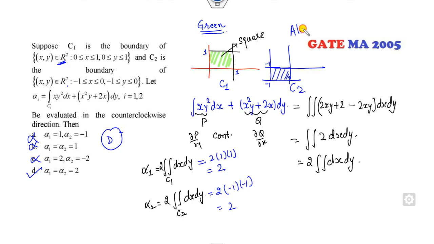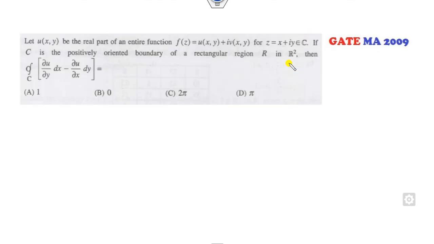Always draw this diagram firstly. Because you have just started the course, that's why you should always draw the diagram. Once you get more practice, then there is no need to draw them.